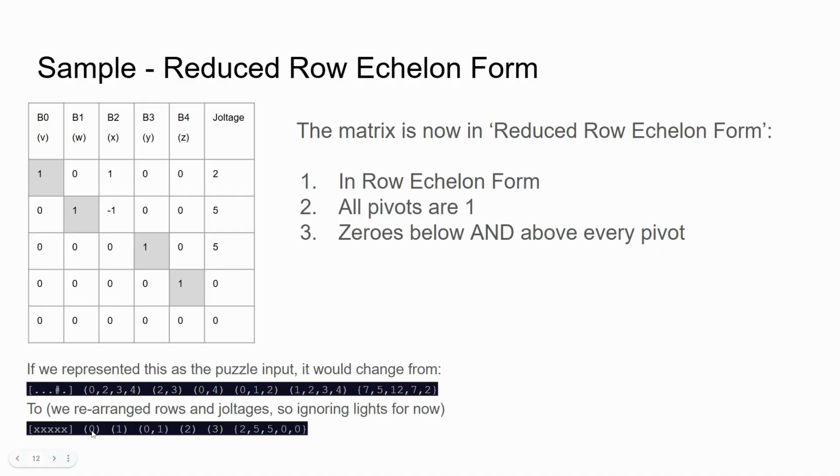And then we would have button 0 affects joltage 0, button 1 affects joltage 1, button 2 affects joltage 0 and 1, button 2 affects joltage 2, and button 3 affects joltage 3. We also have new joltages because we simplified. So you can see this is a lot easier to solve than this, even if you want to use brute force.